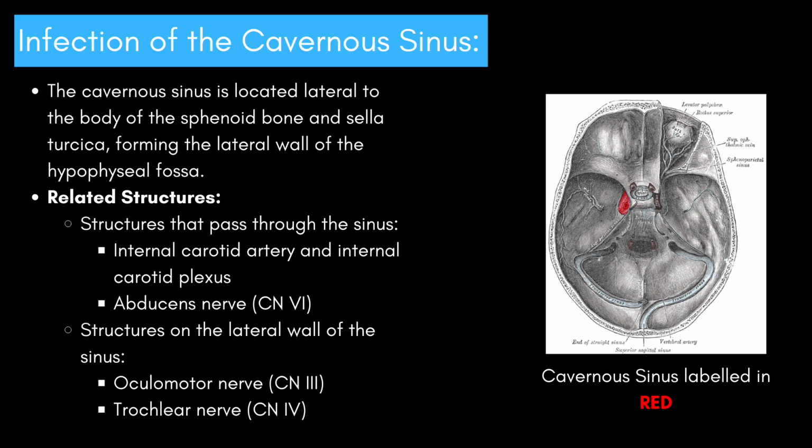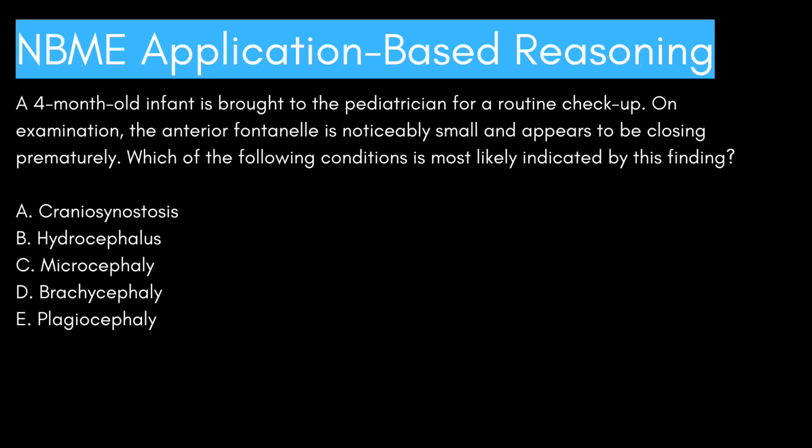Alright guys, now that we have covered all of the content, let's go ahead and take a look at some questions to review the knowledge you have gained so far. A 4-month-old infant is brought to the pediatrician for a routine checkup. On examination, the anterior fontanelle is noticeably small and appears to be closing prematurely. Which of the following conditions is most likely indicated by this finding?